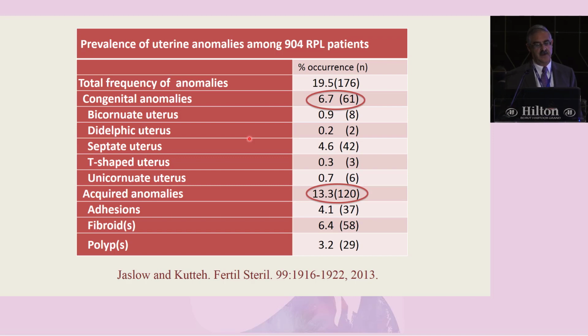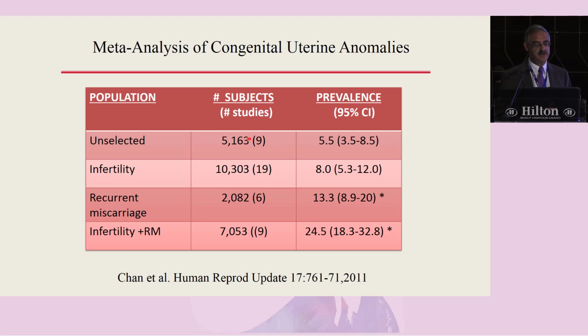And this is from a meta-analysis looking at different patient populations: unselected, infertile, recurrent miscarriage. Large studies were put together, and then they looked at the prevalence of congenital uterine anomalies. And you can see still in women who've reproduced, 5% will have some problem, but it didn't affect them. Infertile patients, higher, 8%. And then recurrent miscarriage, 13%. And if they have both problems, miscarriage and infertility, the frequency of problems is higher. So it's, of course, important to image the uterus.